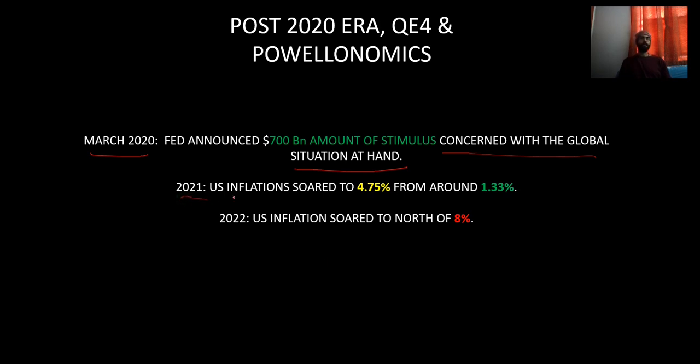2021. The US inflation soared to 4.75% from around 1.33%. For a country growing at say 1.1% to 2% or 3%, an inflation of 1% or 2% is not that kind of a red signal. But when it goes beyond 4% or nears 5%, then it becomes a cause of concern. And obviously, the system was watching how much the inflation soared. In 2022, the US inflation soared north of 8%. This was obviously a clear red flag that the money supply was creating inflation in the system.